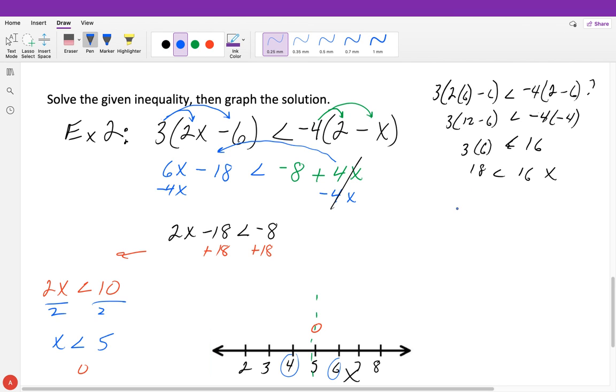Then I'm going to go ahead and plug in my 4. So 3 times 2 times 4 minus 6. Is this less than negative 4 times 2 minus 4? Well, 2 times 4 is 8. So 3 times 8 minus 6.